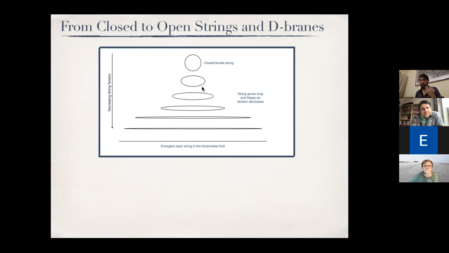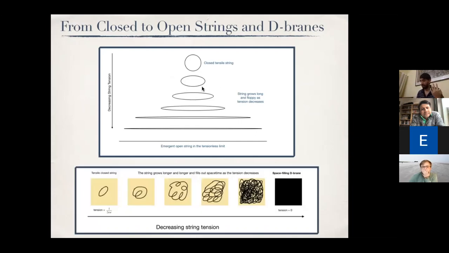Similarly, if you're thinking of it in terms of D-branes, this is what happens. You have a closed string, which is here. This grows longer and longer, ultimately filling out the whole of space-time to form a space-filling D-brane. So decreasing the string tension takes you from a closed string to this space-filling D-brane.